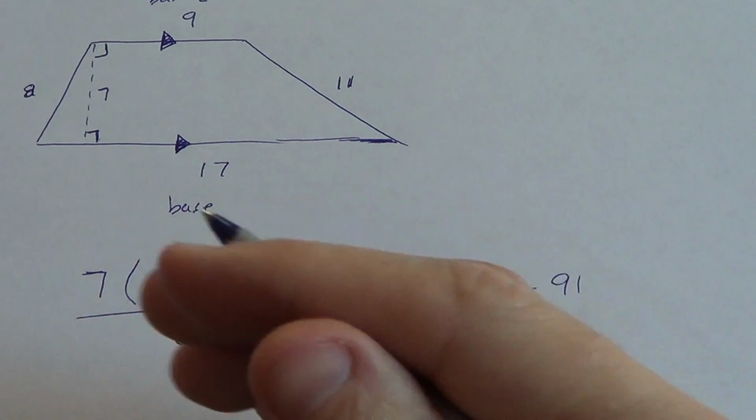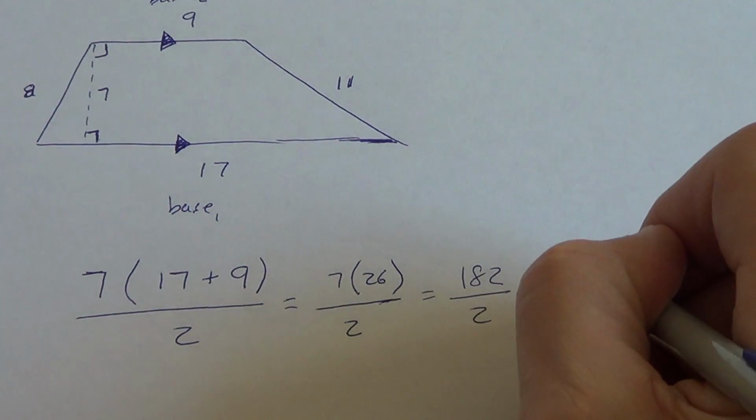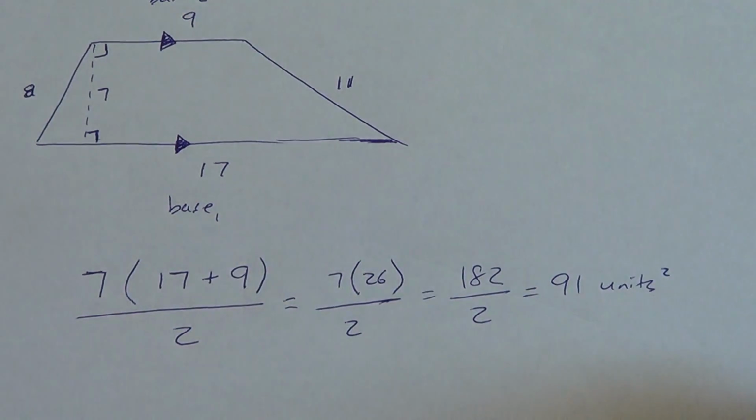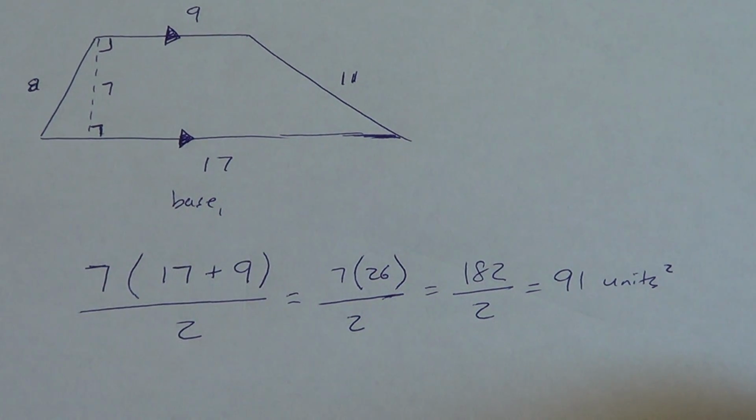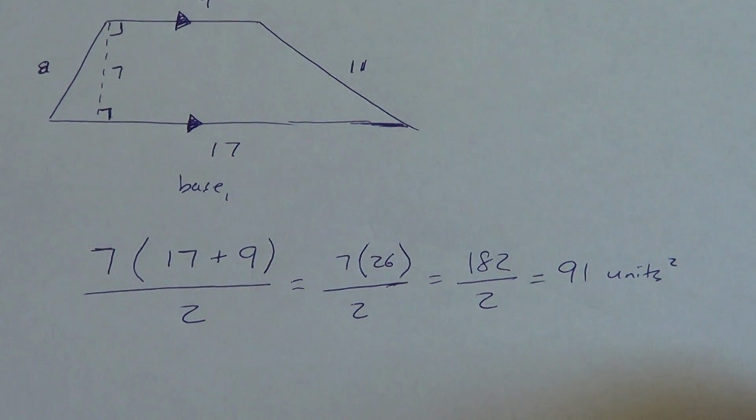And then we label it with units squared, or inches squared, or feet squared. Since they didn't give us one, we're going to just go ahead and use units. So 91 units squared. That's the formula for the area of a trapezoid. Now let me give you one more example of that.